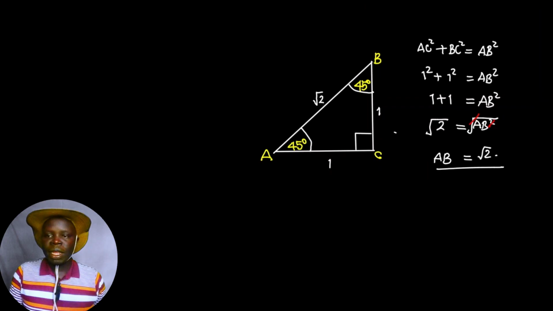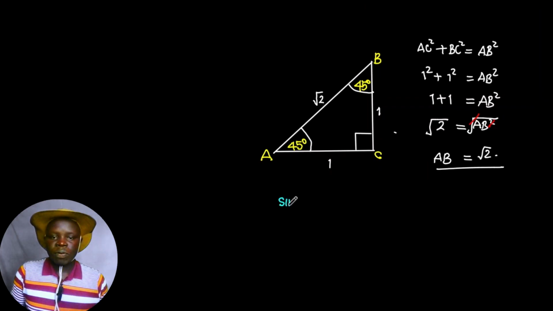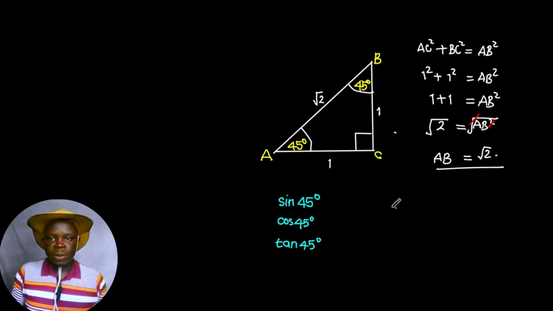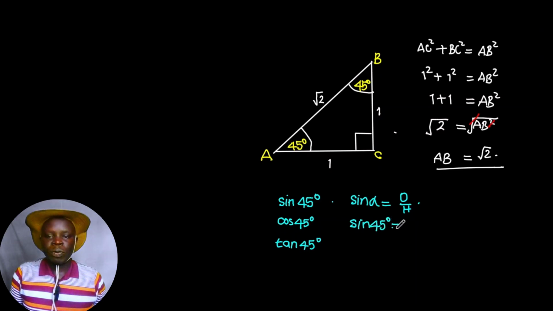Now after that, we want to get sine of this angle 45, cosine of 45, and tan of 45. So how do we get these special angles? The same way we find sine, cosine, and tangent of any angle. This angle we call alpha, and sine is given by opposite over hypotenuse. So our angle alpha is 45 degrees. From there, opposite according to this angle is 1 and hypotenuse is root 2.